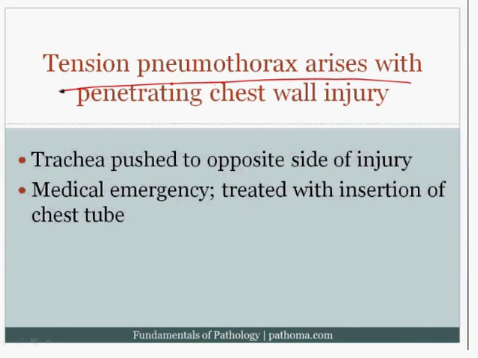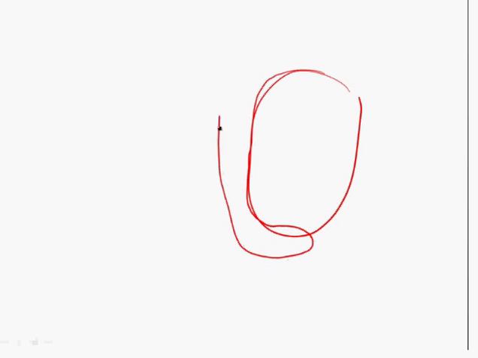Now, a tension pneumothorax arises with a penetrating chest wall injury, and this is a medical emergency. The idea here is the following. So imagine that if this is the lung, and of course the lung has a pleura attached to it, and now we've got the chest wall out here. If the patient were to get an injury that would open the chest wall, then when the patient breathed in, air could come into the pleural space, but when they breathe out, air cannot escape, and every time they breathe in, they'd essentially be putting air into the pleural space as if they were pumping air into a basketball.